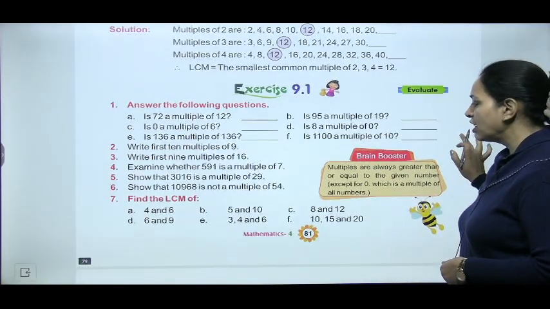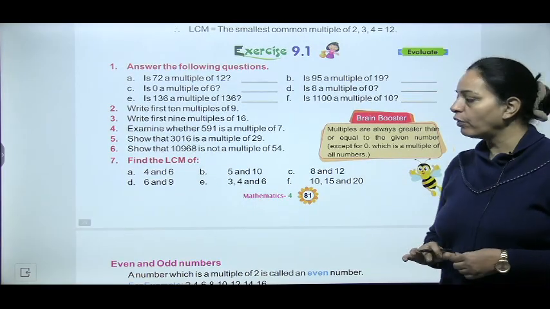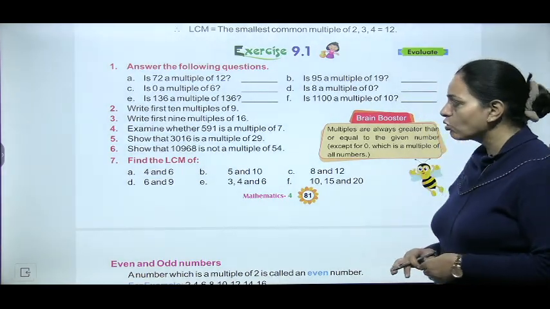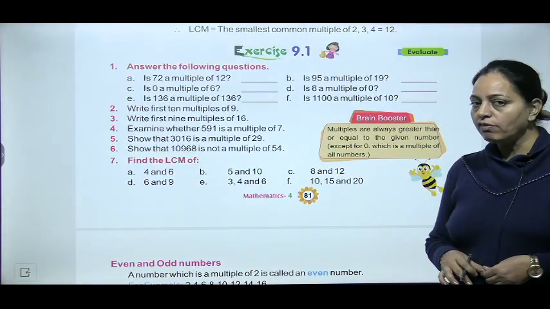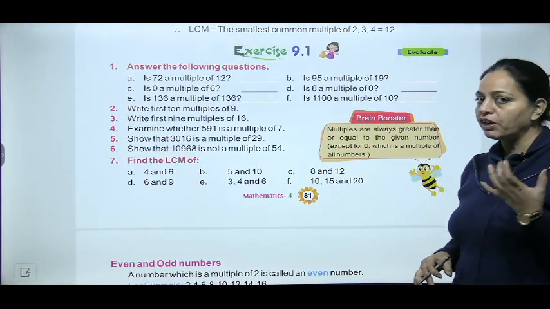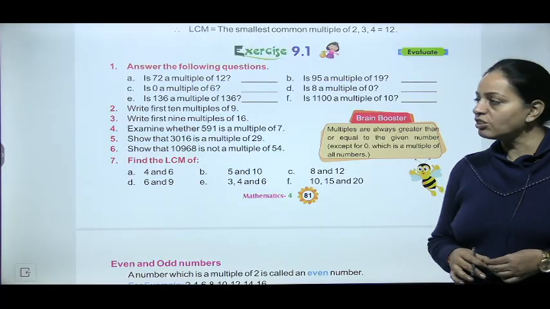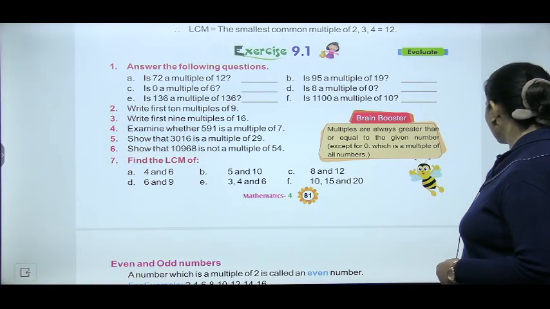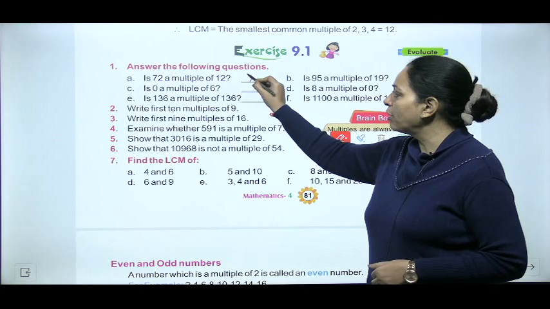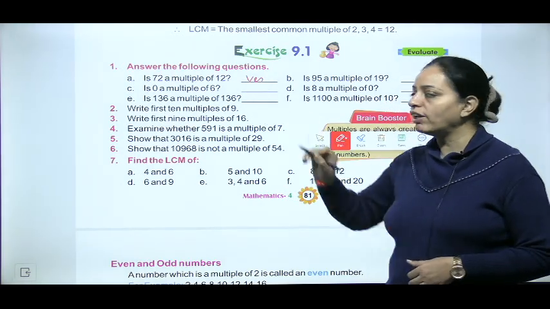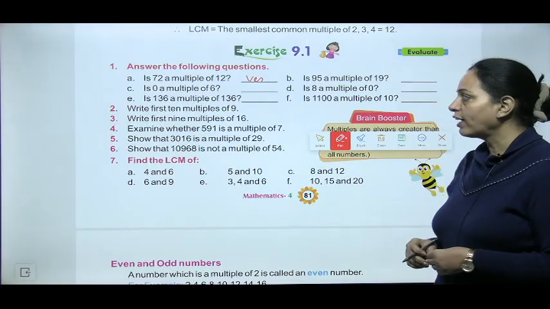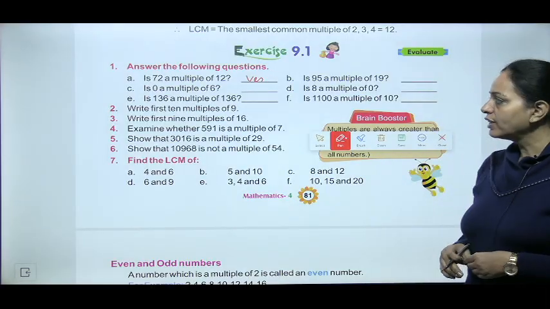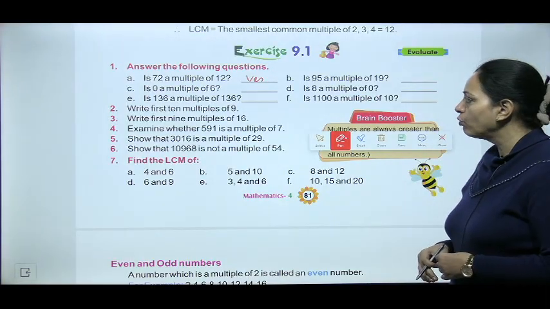So very interesting. Now exercise 9.1, question number 1. Answer these questions. Part A: is 72 a multiple of 12? Just find out whether 72 comes in the table of 12. Yes, 12 sixes are 72. So yes. And you can divide 72 by 12, the remainder is 0. So 12 is a factor, you will do that later on. So you can say 72 is a multiple of 12.